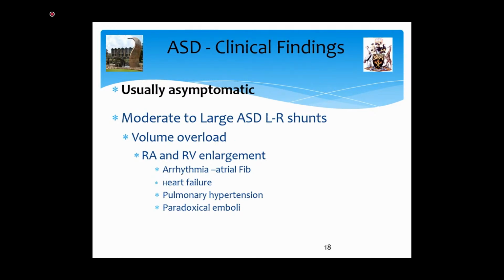Moderate to large ASDs will have slightly more left to right shunting, so they are the ones who might end up with volume overload, with right atrium and ventricle enlargement. Occasionally, you might have arrhythmias. A few of them will end up in heart failure as they grow older. Because of the increased pulmonary blood flow, there's remodeling in the lungs, then you end up with pulmonary hypertension. If there are clots, like we sometimes have DVT in the lower limbs, these patients may present with paradoxical emboli on the left side to the brain.